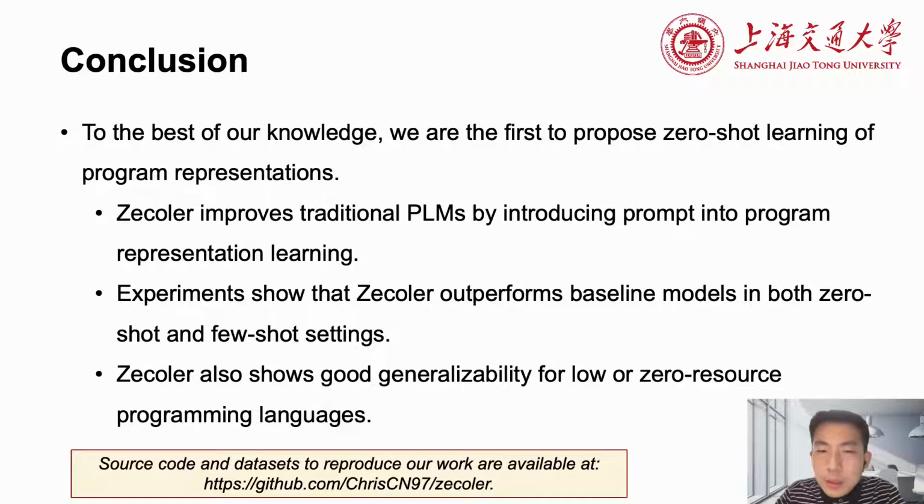In summary, this paper proposes Zcaller, a novel approach for zero-shot program representation learning via prompt tuning. Zcaller improves traditional PLMs by introducing prompts into program representation learning. Experiments show that Zcaller outperforms baseline models in 3 code intelligence tasks in both zero-shot and few-shot settings. Program representations learned by Zcaller also demonstrate good generalizability for low or zero resource programming languages.